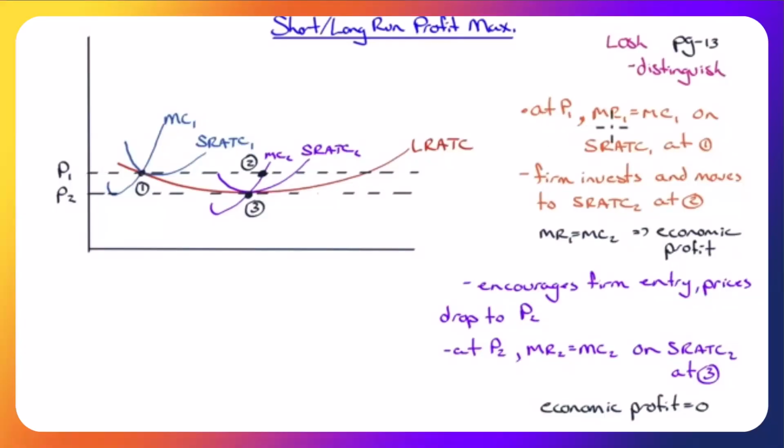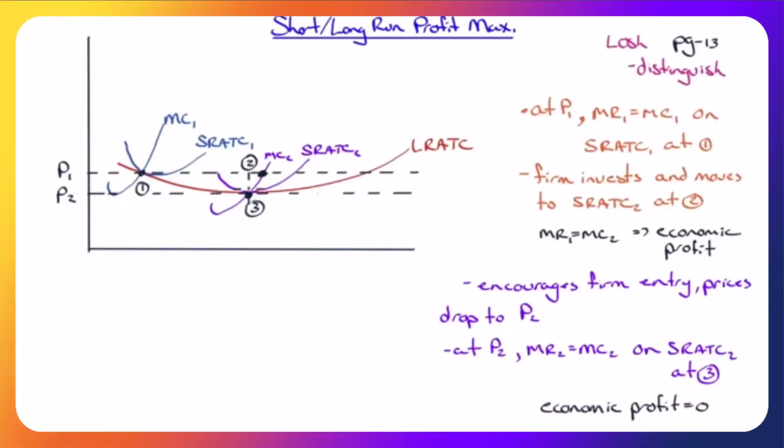At P1, our marginal revenue equals our marginal cost on SRATC1 at point 1. Just to let you know where we are, we're right here. At that point, there is zero economic profit because all the lines are intersecting. Our marginal revenue is equaling our marginal cost. We're on the SRATC curve, so zero economic profit. The firm decides, you know what, we think we can do better than this. Let's invest in some new technology, some new processes, some better machinery, and we can move ourselves down to SRATC2.